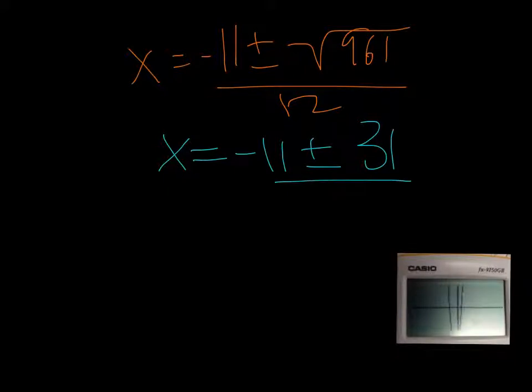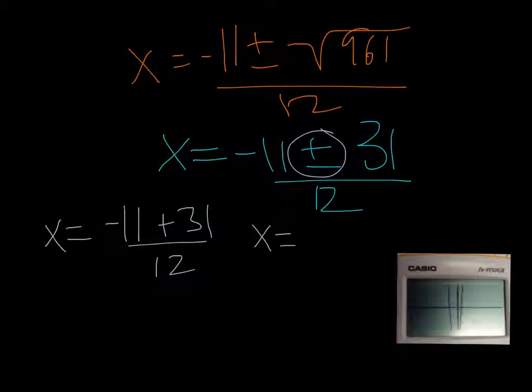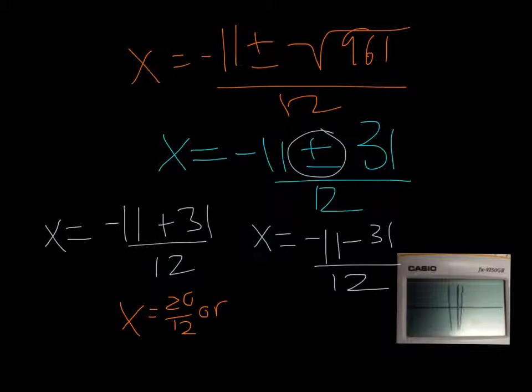Now because of the plus or minus, I'm going to have to split the equation into two and get x equals negative 11 plus 31 over 12 and x equals negative 11 minus 31 over 12. This answer will be a positive number because 31 is larger than negative 11. I'll get x equals 20 over 12 or 5 over 3 if I simplify it. And for the other equation, I'd get x equals negative 42 over 12 or negative 7 over 2.